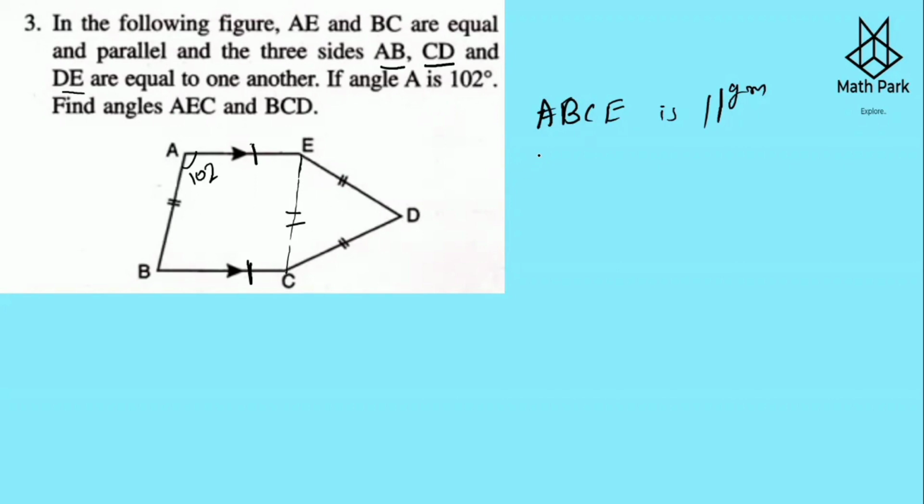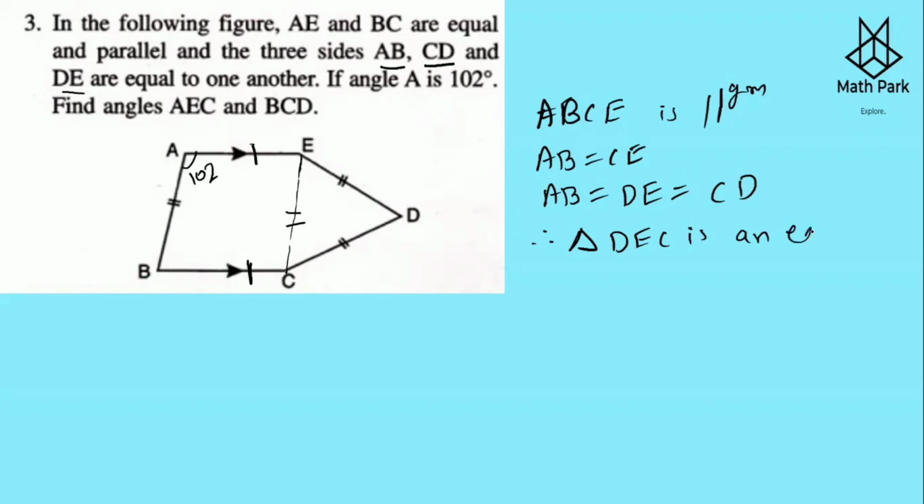Therefore, you get AB is equal to CE, and now AB is equal to DE is equal to CD, which is given. So therefore you get triangle DEC is an equilateral triangle. So each angle of an equilateral triangle is 60 degrees. So this angle is 60 degrees and this angle is 60 degrees.